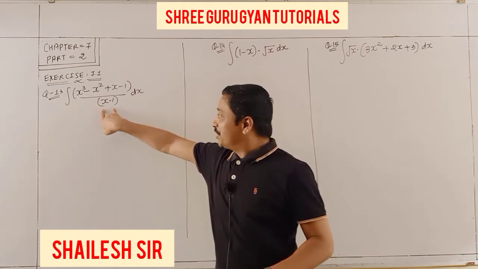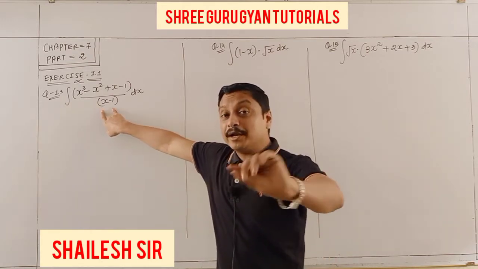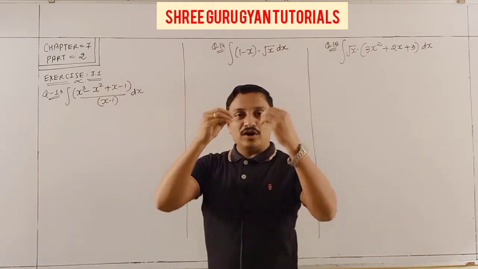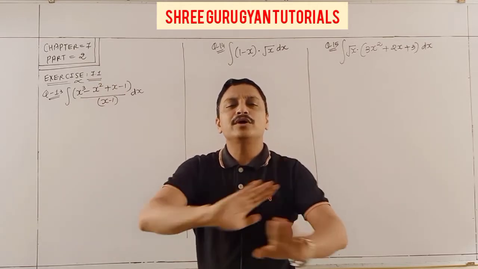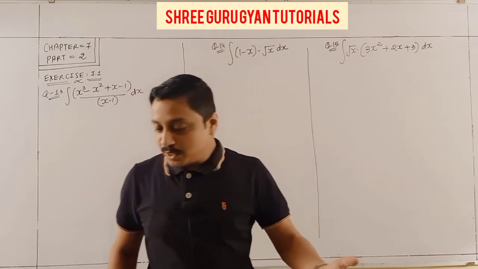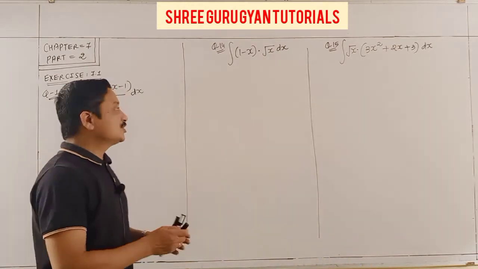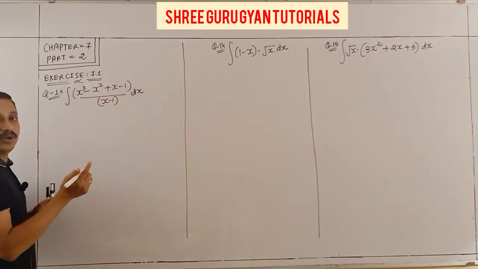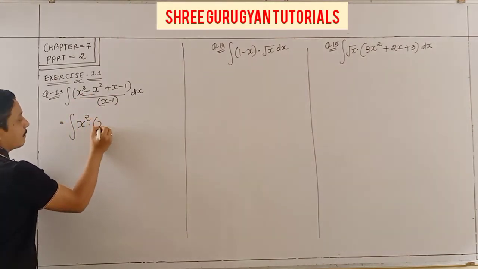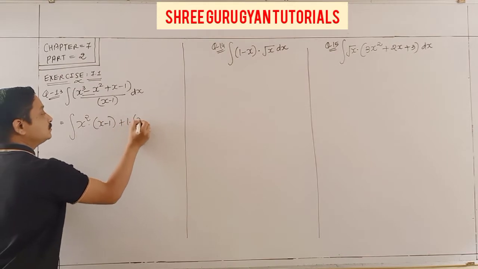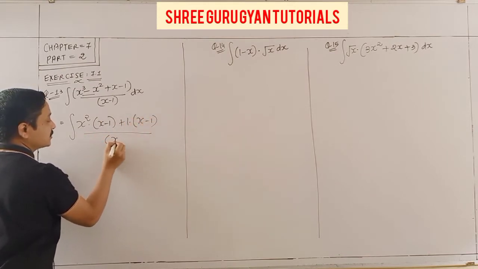Students, here the denominator, anyhow you can remove. It is not important what is given in the numerator, but the denominator you should try to remove. So x minus 1 is given in the denominator, so I just make the factor x minus 1 in the numerator. Here taking x square common, here also one common and x minus 1.